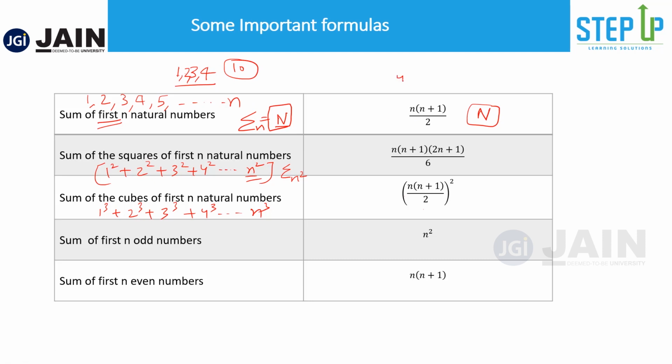According to the formula, there are 4 numbers, so it should be 4 into 5 upon 2. That is 2 into 5, which is 10. So instead of this manual calculation, if we know the formula, we can do it fast.